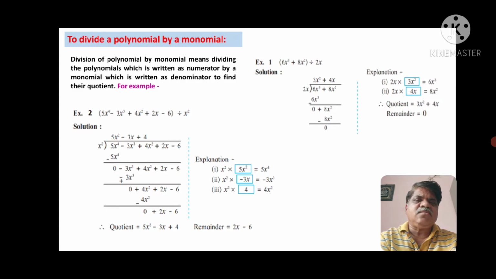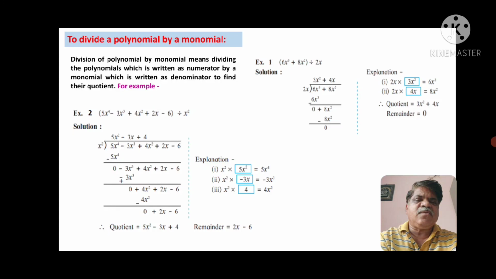That 5x square becomes the first term of the quotient. So 5x square into x square gives 5x raised to 4. Below the dividend we write this 5x fourth, the result is 0. We will consider the next terms of the dividend, that is minus 3x cube plus 4x square plus 2x minus 6. Here the first term is minus 3x cube. So x square is multiplied by what term? That is minus 3x. In the quotient the second term is minus 3x; minus 3x into x square gives minus 3x cube, so that gets cancelled and what is left is 0.